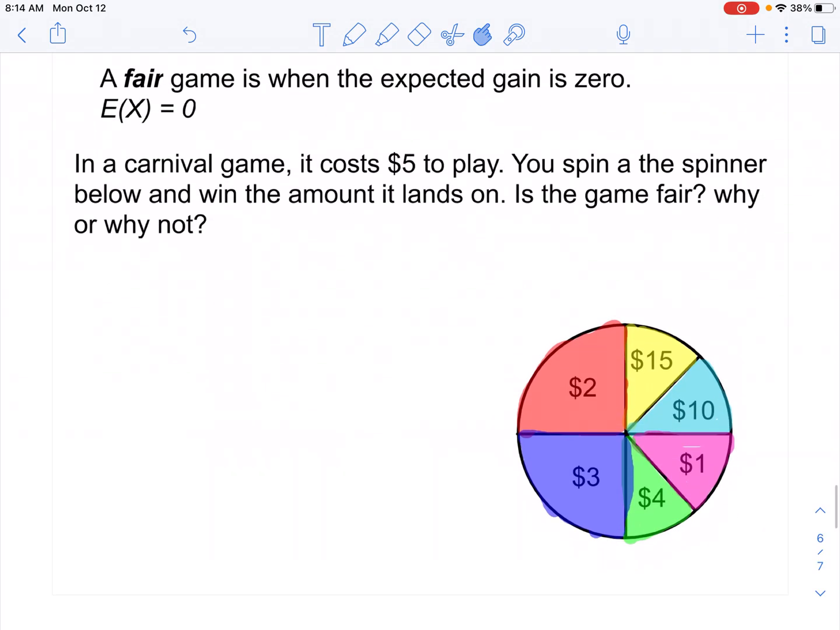All right, a fair game is when the expected gain is 0. In a carnival game, it costs $5 to play. You spin the spinner below and win the amount it lands on. Is the game fair? Why or why not? Well, we can find the expected gain by taking the probability multiplied by the dollar amount. So we win $2, and the probability we win 2 looks like it's about 1/4. Same with the $3, it's a 1/4 chance, or 0.25. All the other values look like it's half of 1/4, so that would be 1/8.